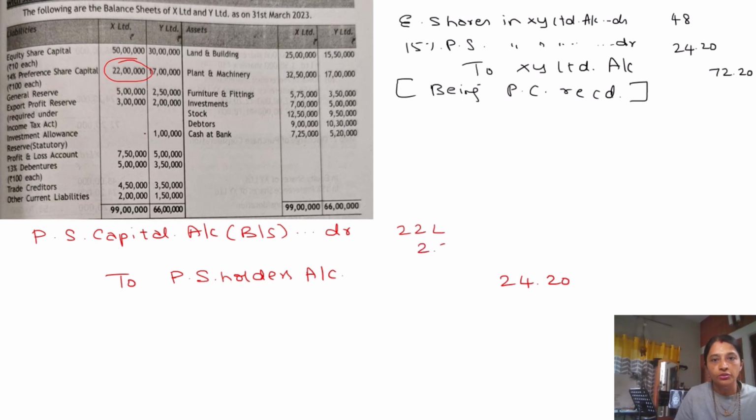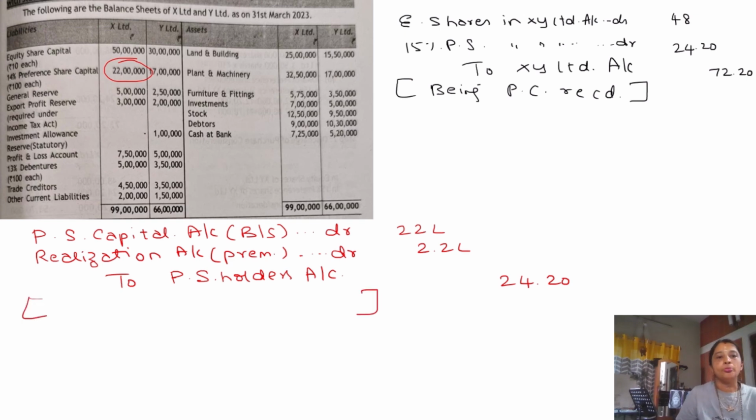So 2.2 lakhs was premium, and that premium amount will be transferred to realization account. Realization account, this is the premium amount which is there in the calculation of PC. Premium account debit 2 lakh 20, so that comes up to 24 lakh 20 being preference share capital due at premium. So once you calculate the preference share capital due at premium, now you can close the realization account.